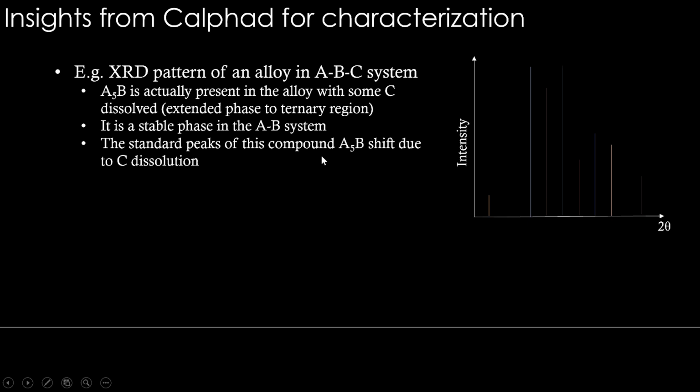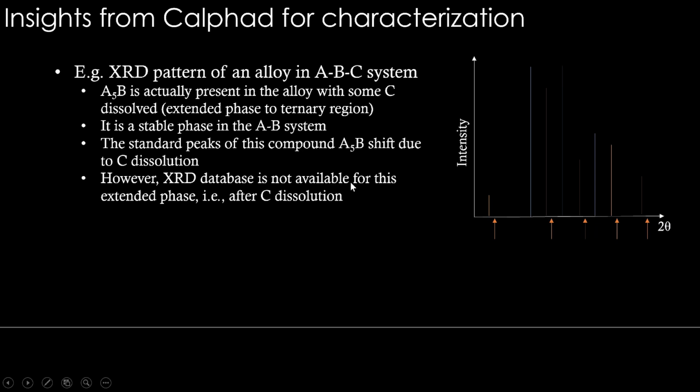Therefore, the standard peaks of this compound A5B should be shifted due to carbon dissolution. What I am saying is this. These are the actual peak positions of the A5B compound, the binary compound I am talking about. They lie here, but because of the C dissolution into this phase, all these peaks are shifted. Let's say C being a larger element, it increases the lattice parameter. Therefore, all the peaks should be shifted to the left. So this shifting will happen.